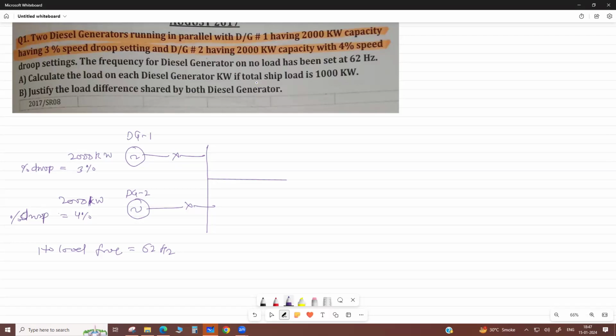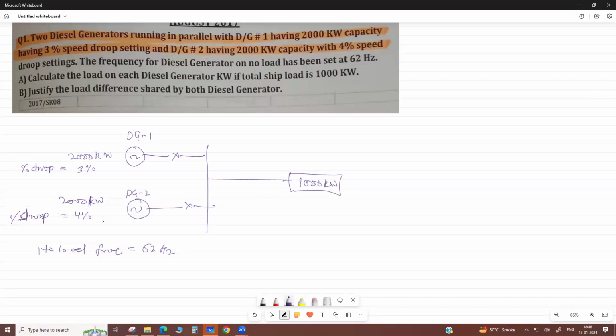Total load is given as 1000 kilowatt only. We have a total capacity of 4000 kilowatt, but the actual load is only 1000 kilowatt. Then we ask what is the load on each machine and why there is a difference in sharing. If both have the same rating, they share this load equally. But because they have different droop settings, their load sharing is different. Clear? If you connect two alternators of the same capacity, they share the load equally.